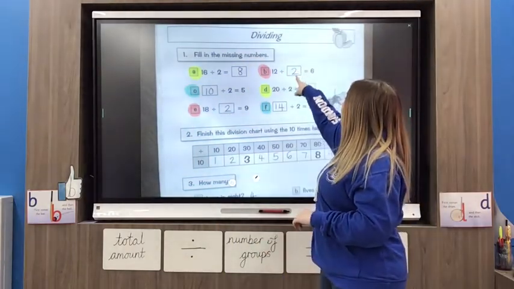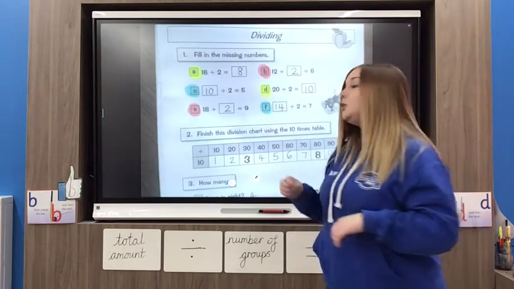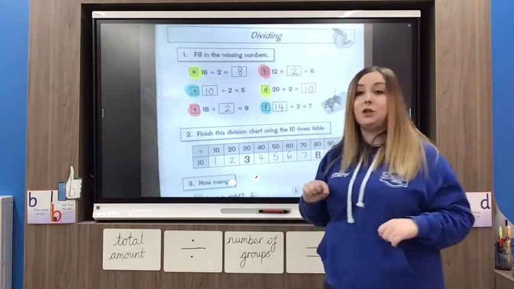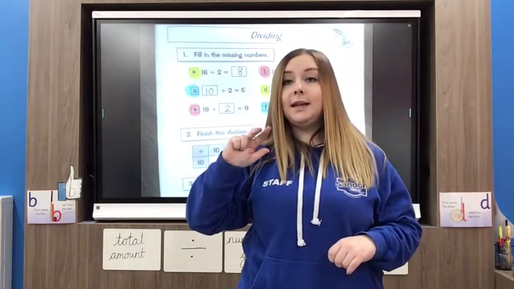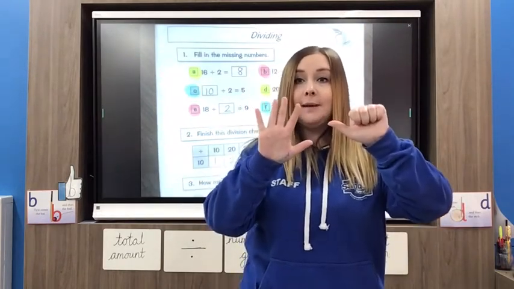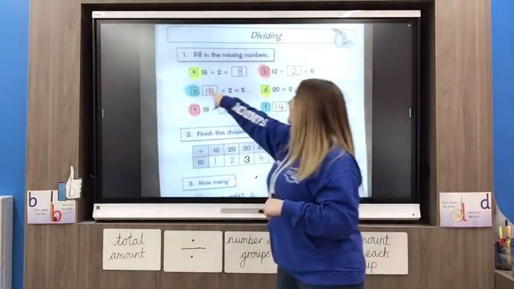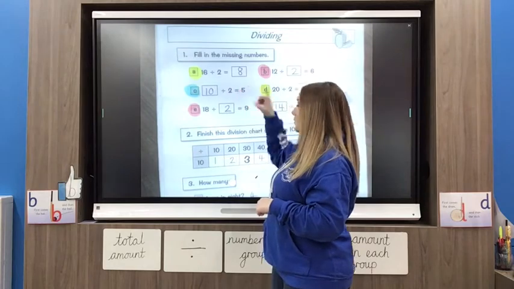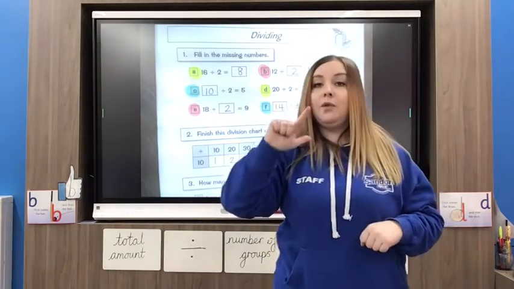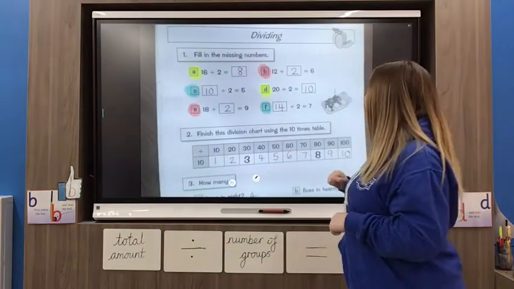12 divided by 2 equals 6. So again, let's check now to see if that works. So let's count up in 2s until I get to 12. 2, 4, 6, 8, 10, 12. Did I count up 6 times? I did, which means this one must be correct as well. 10 divided by 2 equals 5. 2, 4, 6, 8, 10. I've got that one correct as well.